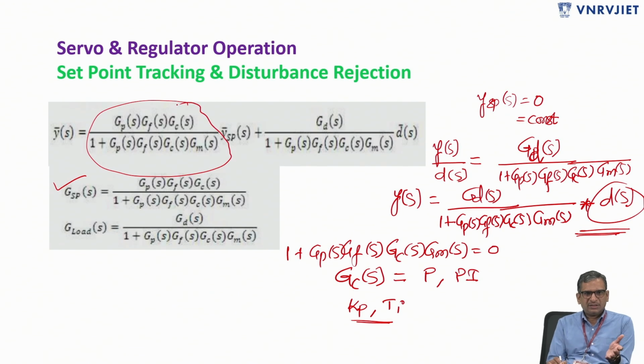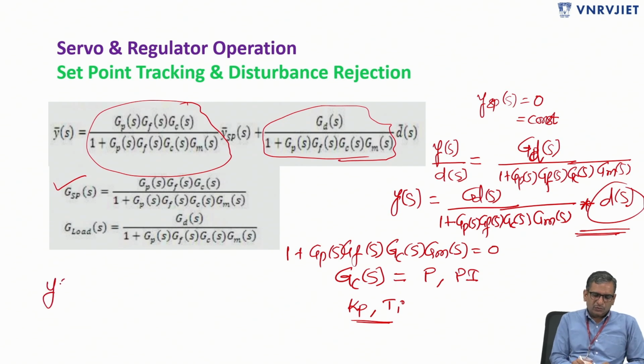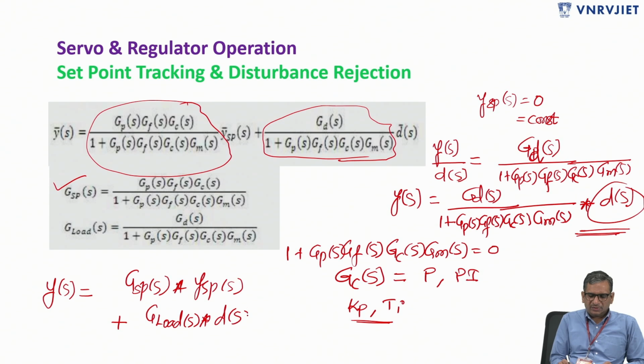And the second thing is the load gain, or the gain in presence of disturbance. This can be the part. So we can write a simplified equation for the overall output: G_SP(s) into set point Y_SP(s) plus disturbance gain into disturbance variable. So in both cases we can see the controller plays the most important role.